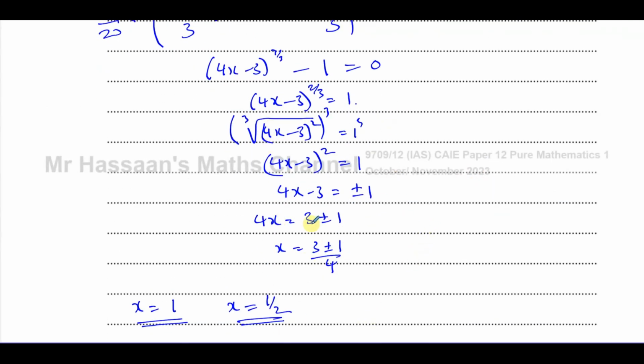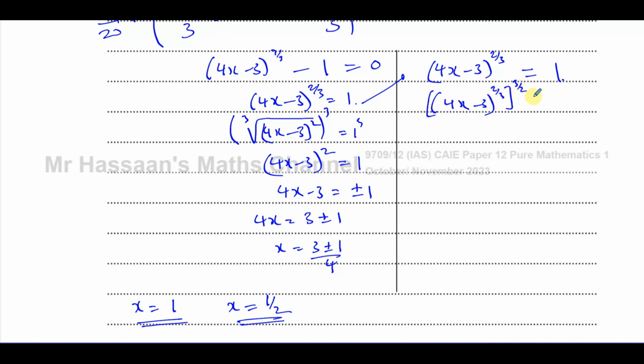Okay, so an alternative way of completing this after this step would be to do the following, if you don't like this particular method. You have (4x - 3) to the power of 2/3 is equal to 1 from this stage. Instead of cubing both sides and then finding the square root, we can raise this to the power of the reciprocal of the power it's already raised to. So 2 over 3 has reciprocal 3 over 2. I'll do the same to the other side, raising 1 to the power of 3 over 2.